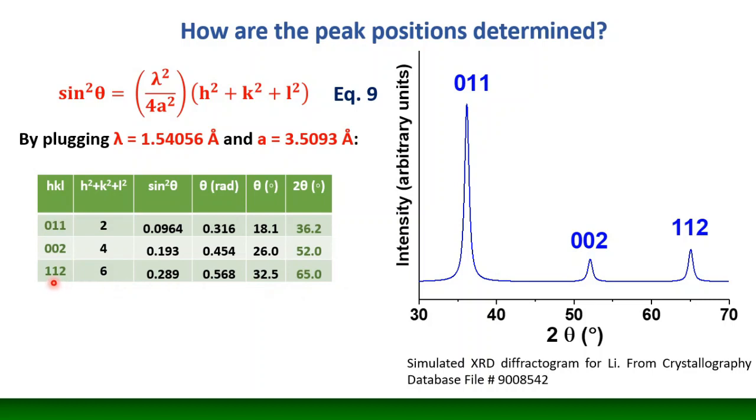The same for hkl equal to 112, okay? So if you do h squared plus k squared plus l squared, that will be equal to 6. Then if you plug those values in equation 9, that's going to give a sine squared of theta equal to 0.289. Take the square root of that and apply the arcsine function, we find that corresponds to an angle equal to 0.56 radians. Converted to degrees, that's around 32.5. And if you multiply that by 2, that'll be a 2 theta angle around 65, okay? So this confirms and gives us an example of how we correlate the Miller indices with the 2 theta position, how we can do that.